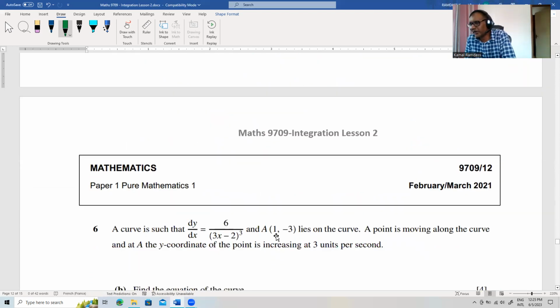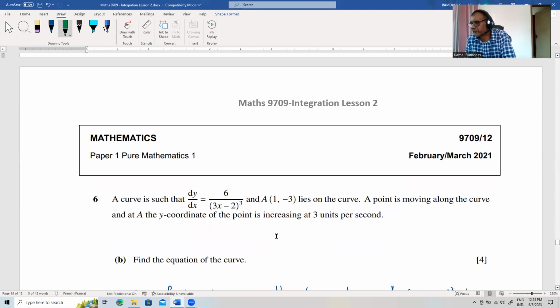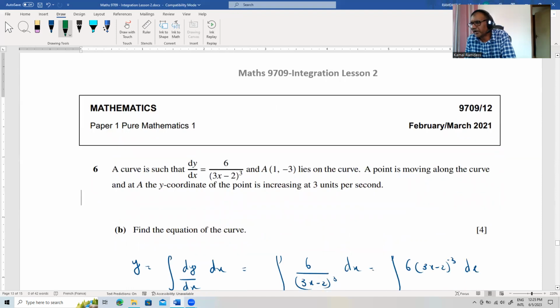February, March 2021, exercice 6. A curve is such that dy by dx is equal to 6 over 3x minus 2 to the power of 3. And A, with coordinate 1 and negative 3, lies on the curve. A point is moving along the curve, and at A, the y coordinate of the point is increasing at 3 units per second. Bon, pour sa question-là, parce que il y a ce partie A, nous avons besoin de ces habitudes-là, mais pour sa question-là, nous pouvons avoir ces habitudes-là.